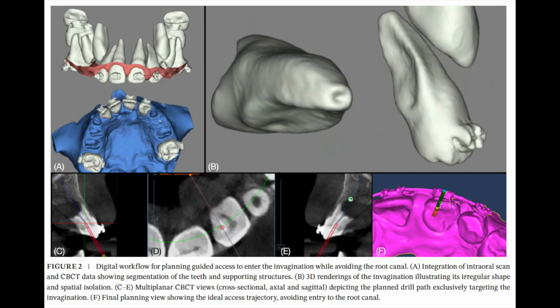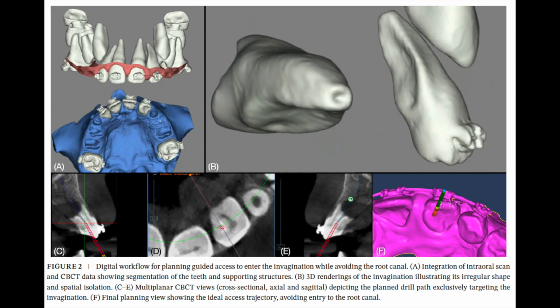For the procedure, the 3D printed guide was verified intraorally. A small round diamond bur was used to remove superficial enamel, creating a reference point. The guided access to the invagination was performed with a 21 mm long and 0.75 mm diameter drill, advanced to a pre-planned depth controlled by the template and its physical stop, ensuring minimal invasiveness and avoiding the root canal.